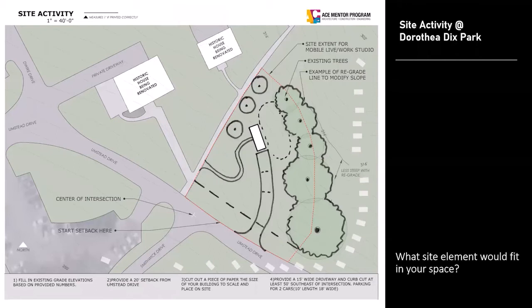And so if we look back at the site activity from a couple of weeks ago, the way we choose what site element would fit in your space is based on what we know of the site and the kind of space requirements we have. And if you've been out there, you know that Dorothea Dix is kind of like a campus in the woods. It's very green and there's lots of big trees. And so start to think about what really makes sense there.